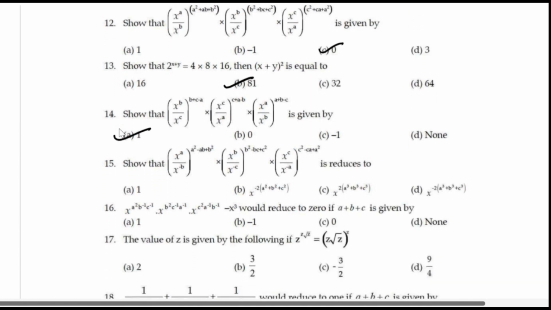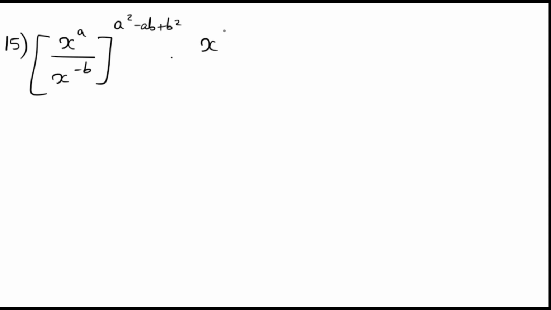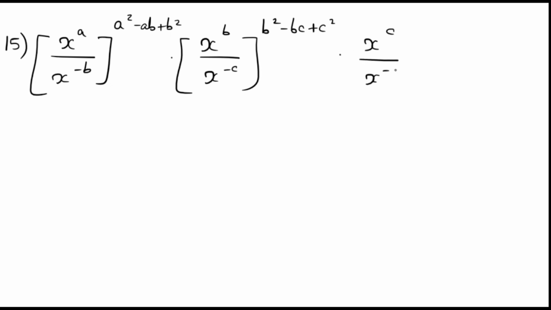Now question number 15. We have x to the power A divided by x to the power minus B, the whole to the power A square minus AB plus B square, into x to the power B divided by x to the power minus C, the whole to the power B square minus B into C plus C square, into x to the power C divided by x to the power minus A, the whole to the power C square minus AC plus A square.